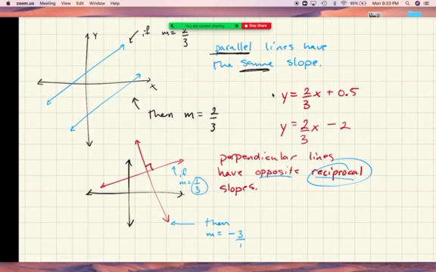So 1 over 3, you flip it over. That's 3 over 1. This is positive, so this one has to be negative. And they would also still have different y-intercepts if we wrote out the equation. I think that's what they're going to be getting at. But parallel lines have the same slope, and perpendicular lines have opposite reciprocal slopes. Do you want to just try one and let's see? Yeah, let's see what they do. Okay.